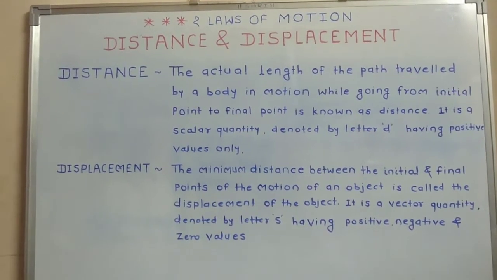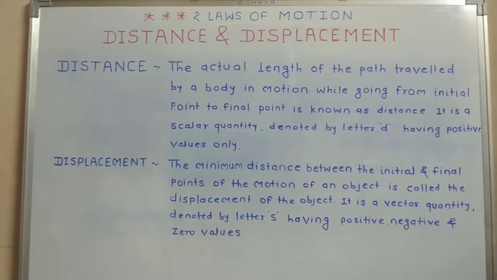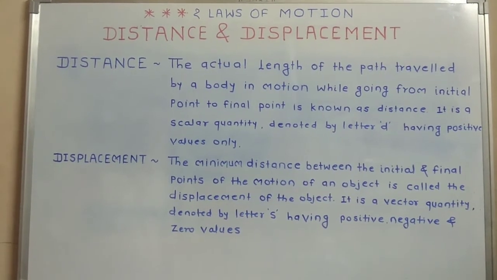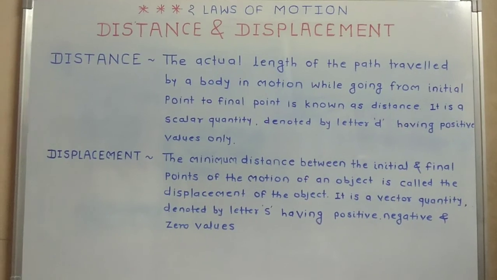In a similar manner, displacement can be defined as the minimum distance between the initial and final points of the motion of an object, which is called the displacement of the object. It is a vector quantity denoted by letter S having positive, negative and zero values.